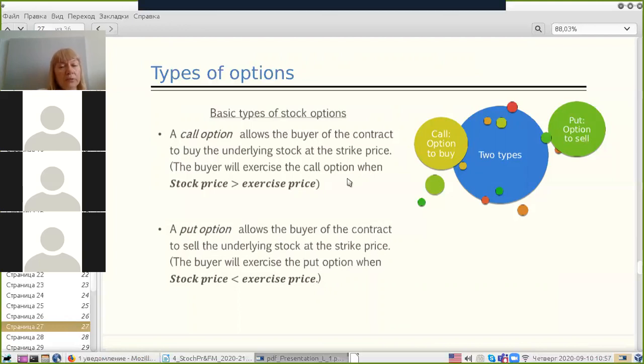A call option allows the buyer of the contract to buy the underlying stock at the strike price, and the buyer will exercise the call option only when the stock price is more than the exercise price. He buys this call option only if we hope that the stock price will be more than the exercise price. And a put option is the opposite. The buyer exercises the put option only when the stock price is less than the exercise price.